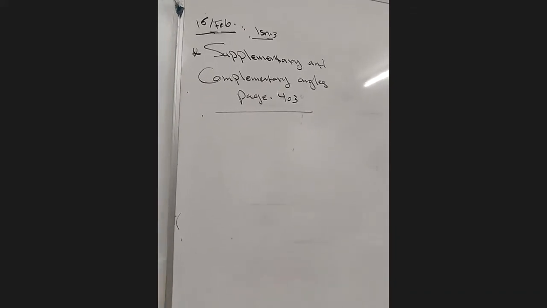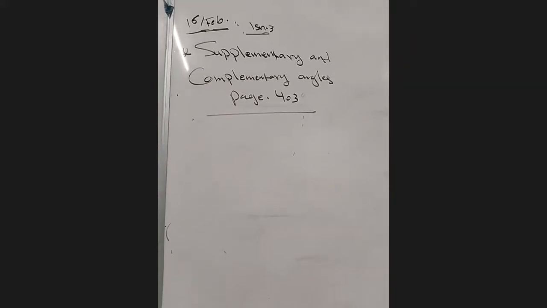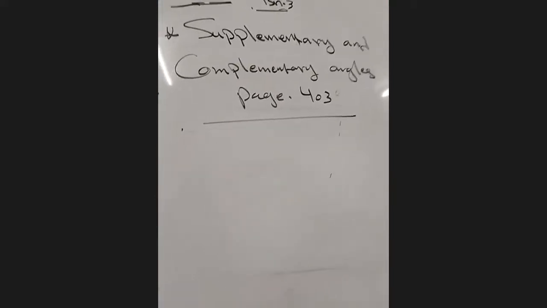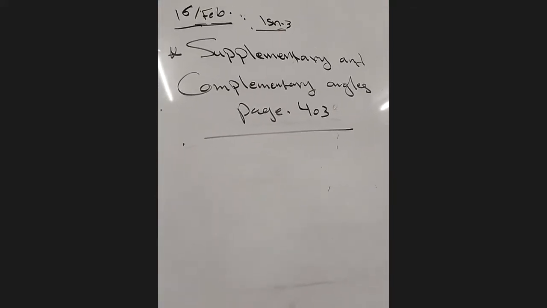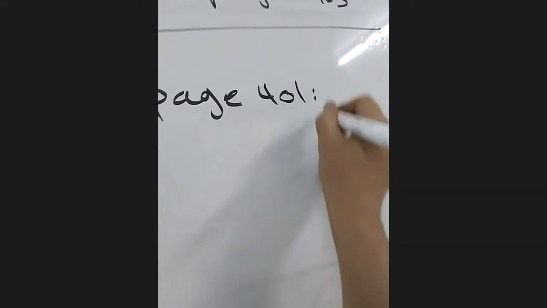Any questions, guys, about the previous homework? The homework page 403. The vertical and the adjacent angles. Question number 4, page 401. Let's see this question together, guys. Question 4, page 401. Identify 3 pairs of vertical angles. Name all the angles that are adjacent to 3.